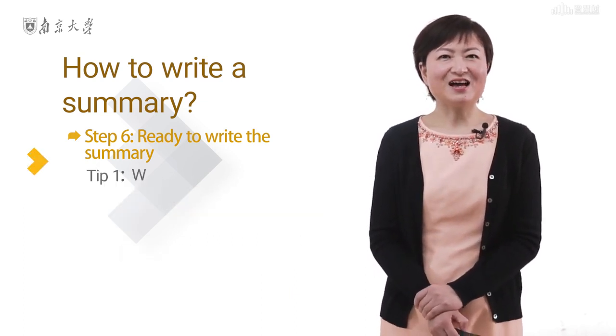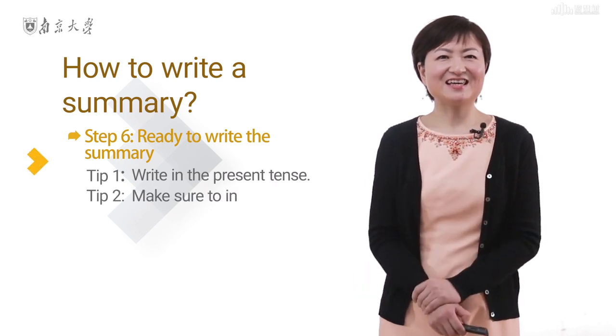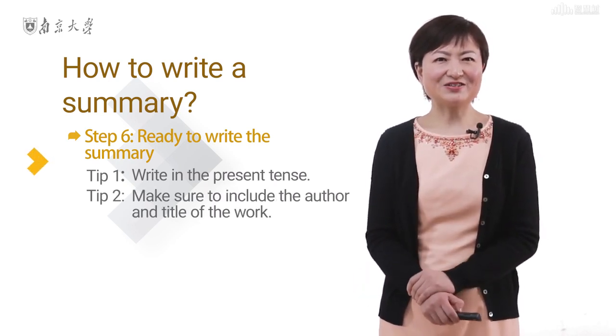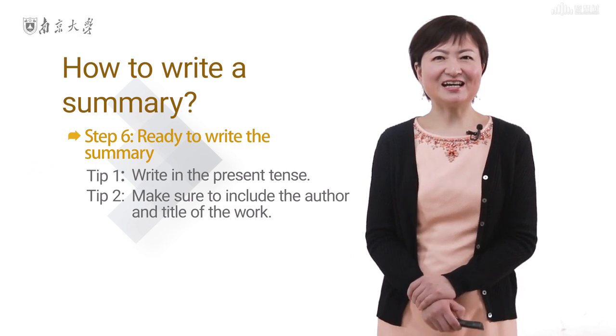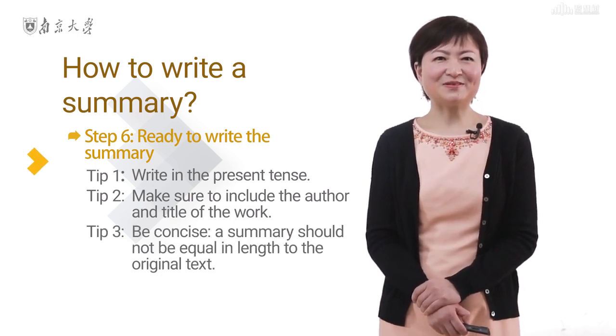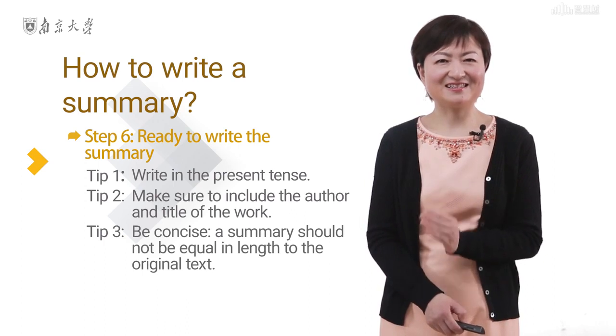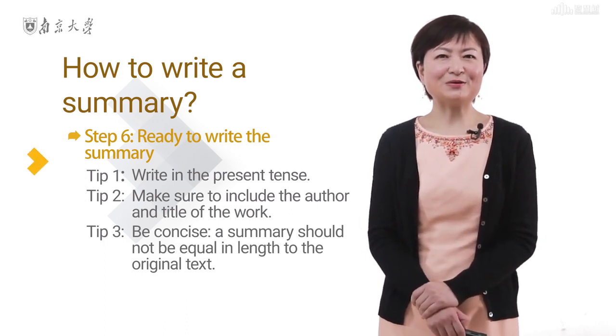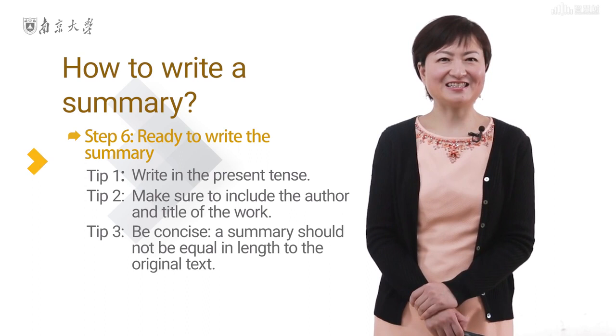Tip number 1, write in the present tense. Tip number 2, make sure to include the author and the title of the work. Tip number 3, be concise. A summary should not be equal in length to the original text.